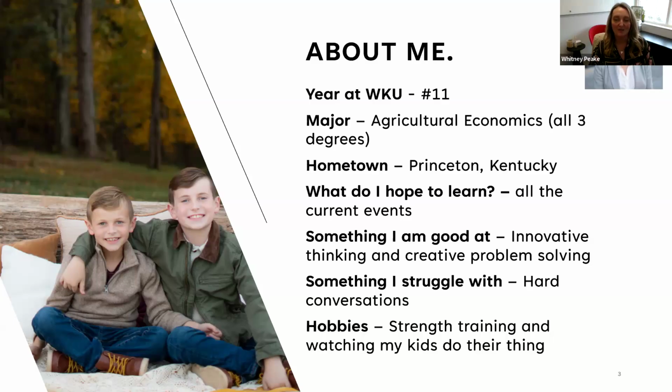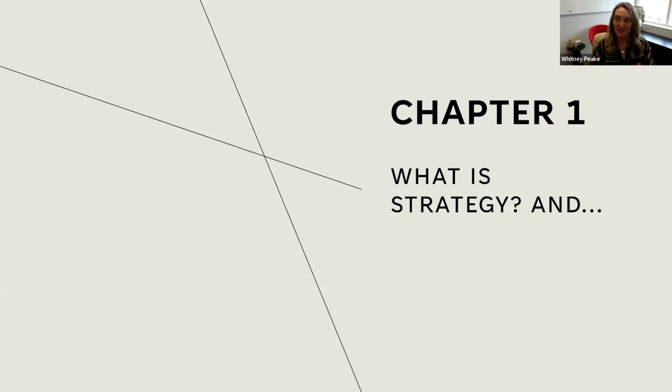In terms of my hobbies, I do strength training 3 times a week, and then I watch my kids do their thing. So my little boys are on this slide. Charles is the one in the green jacket, and Booker is the one in brown. Charles is 10, and Booker is 8, and they are my best buds and sidekicks. So I spend a lot of time with them and enjoy every second of that. All right, so that's about me.